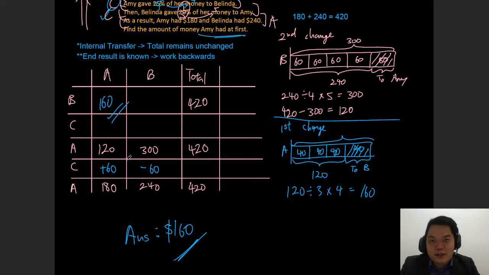But for completeness sake, if you want to check your work, you can say that 420 minus 160 will give you 260 here. This minus 40, this one plus 40. Does it check out? Yes, indeed it does. Okay?